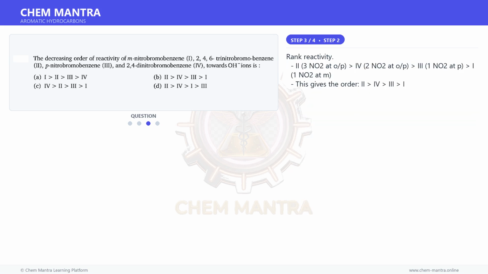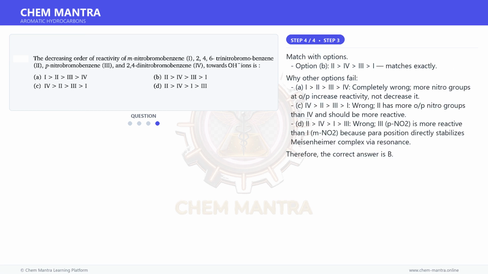Moving on to the next step. Rank reactivity. 2, 3 NO2 at OP. 4, 2 NO2 at OP. 3, 1 NO2 at P. 1, 1 NO2 at M. This gives the order 2, 4, 3, 1. And for the final step. Match with options. Option B, 2, 4, 3, 1, matches exactly.